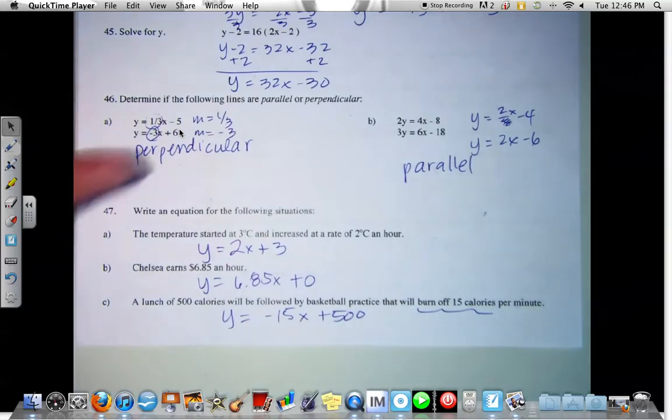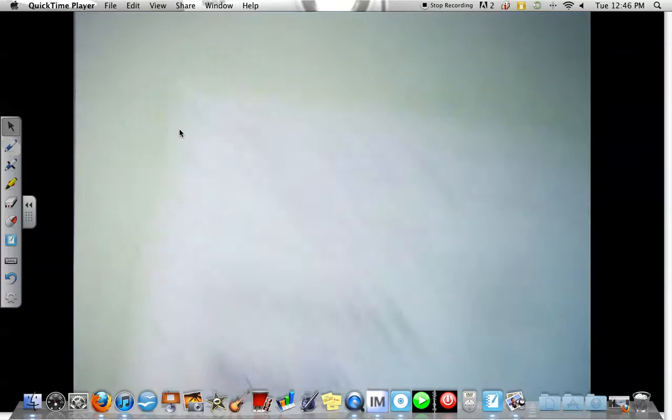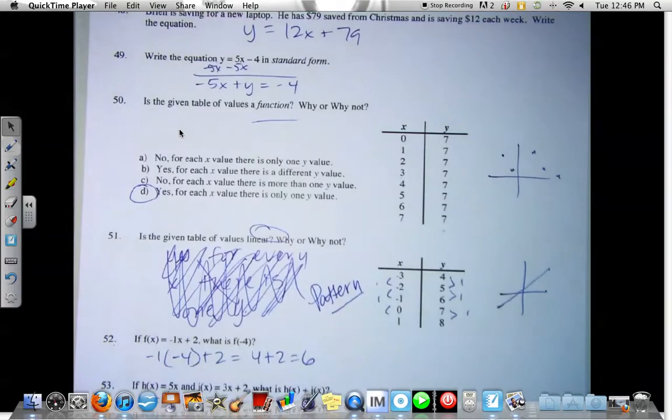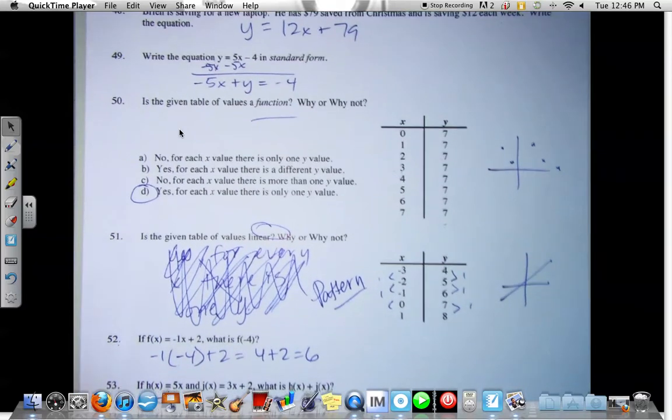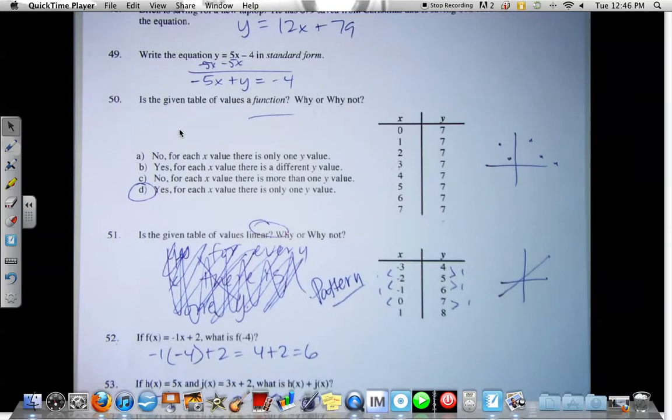All right, 48. Y equals 12x plus 79. 49. Subtract 5x from both sides to get it in standard form, so you have -5x plus y equals -4.